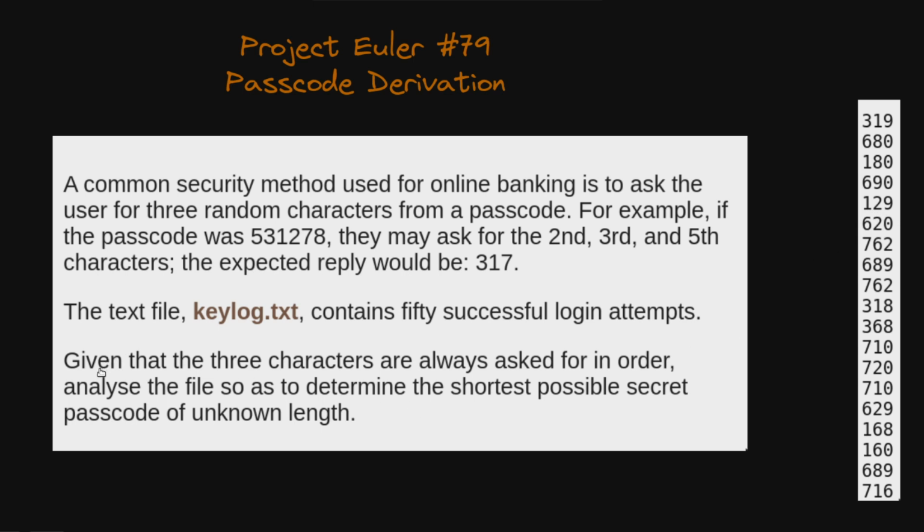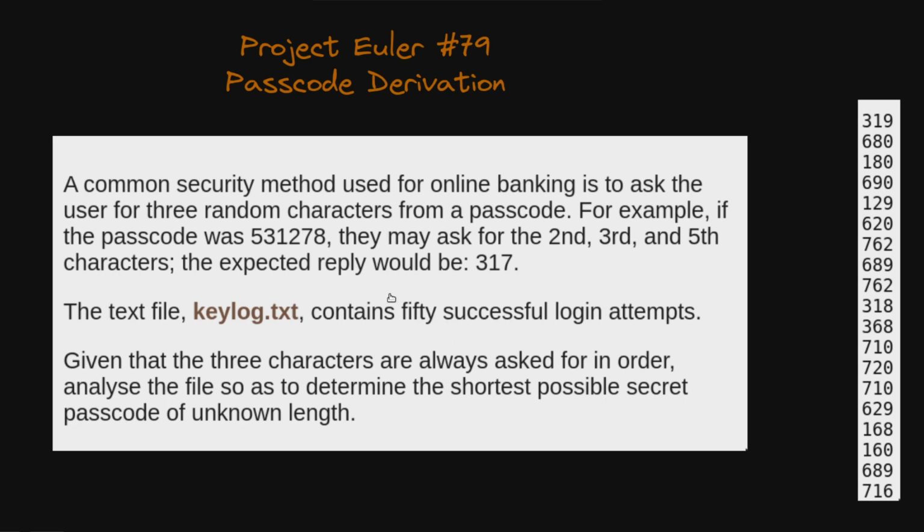And next they have given that the 3 characters are always asked for in order. That means, for example, in this second attempt, 6 comes first, then 8, then 0. That means the order in which the digits are given is consistent in the passcode as well. So this is the problem description. Next they are asking us to determine the shortest possible secret passcode of unknown length. So we are asked to determine the passcode from these successful login attempts which are given on the right, about 50 login attempts.